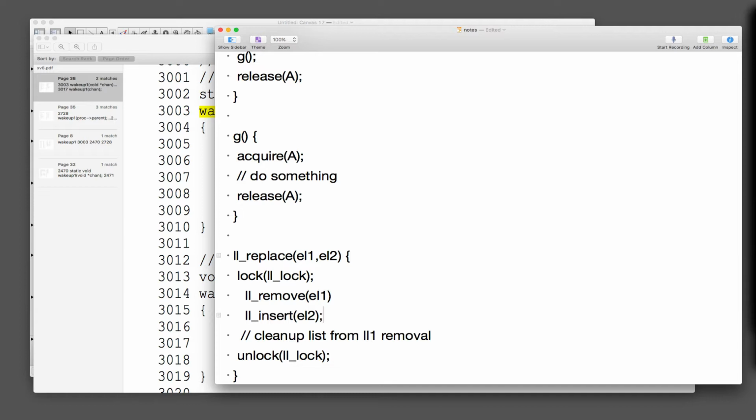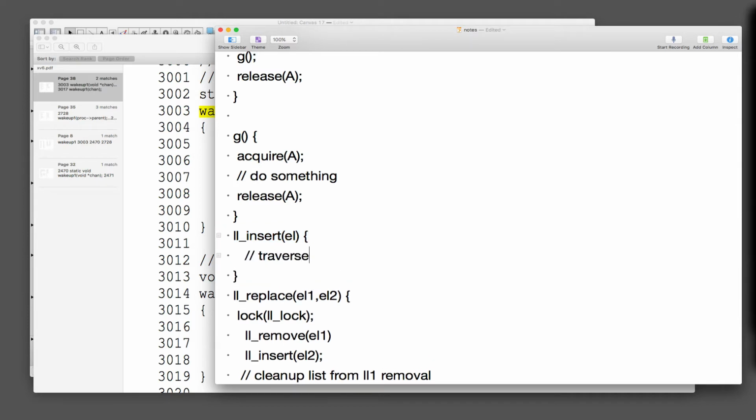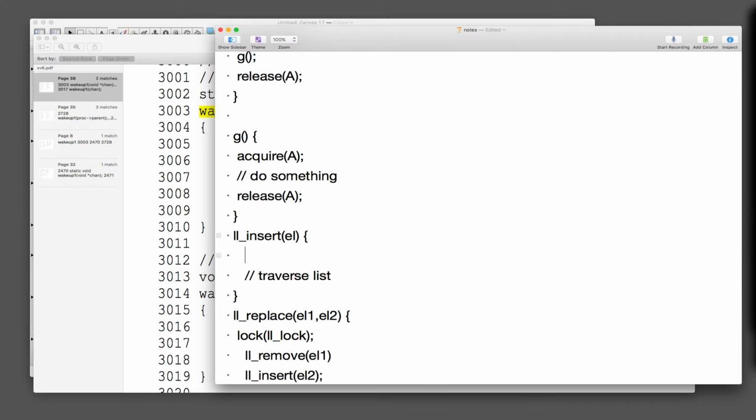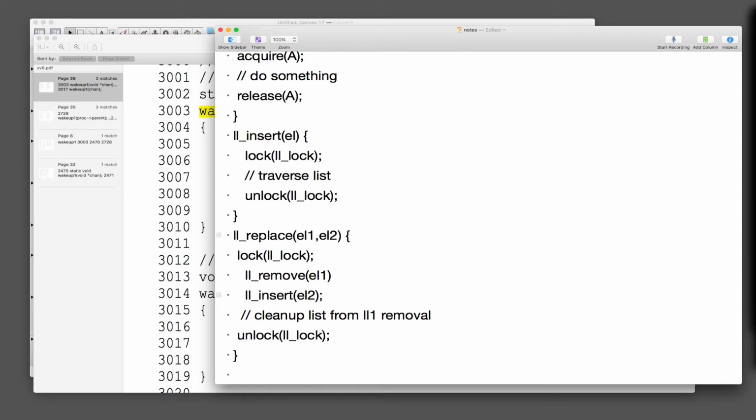So after the remove, the linked list is not quite in a good state. But that's okay, right? We're in a critical section here. No one's going to mess with our list, so that's fine. Except inside of this LL insert, it says traverse list. Oh. Right. So now we call LL insert, and we start traversing the list, but the list is all broken. That should not be possible because we're trying to acquire the lock.